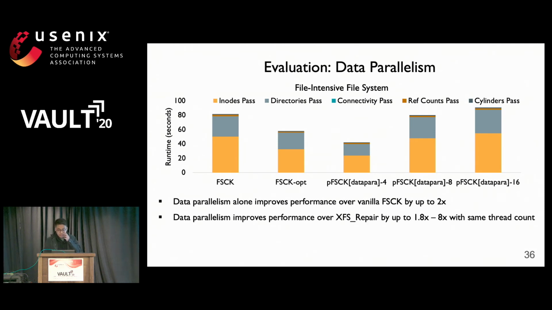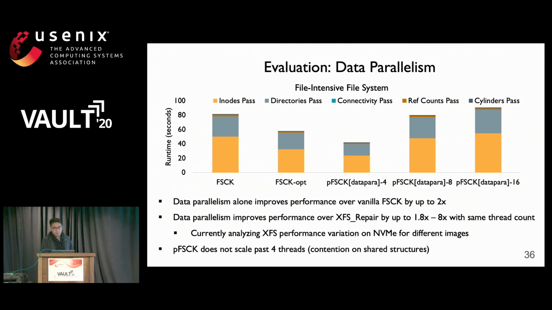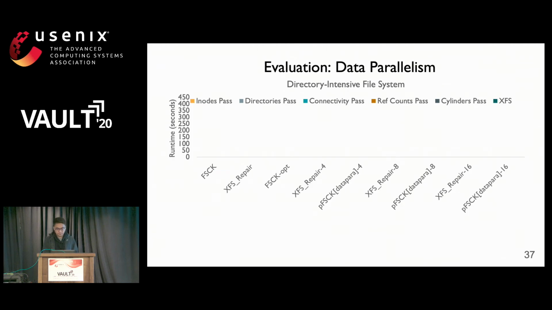However, not shown here, data parallelism alone improves performance over XFS by 1.8 to 8x. Note that we don't have XFS here to show, as we see performance variation on NVMe for different images and thread counts. This is something that we're currently looking into and something that we should have an answer to soon. Lastly, we see that pFSCK data parallelism actually does not scale past 4 threads due to contention on shared structures.